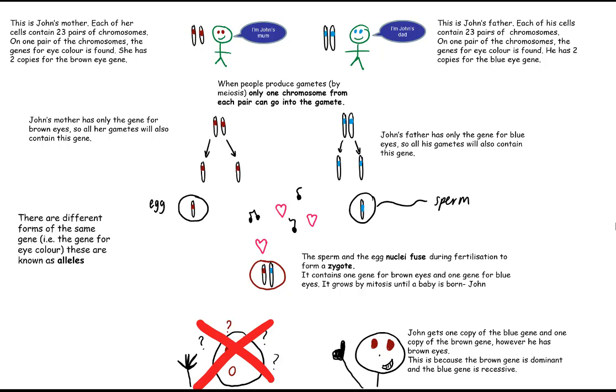Now, instead of calling these genes the whole time, we actually call them alleles. Okay, so there are different forms of the same gene, i.e. the gene for eye colour, because we can have a blue eye gene or a brown eye gene. Either way, they both control eye colour. So we call these alleles.